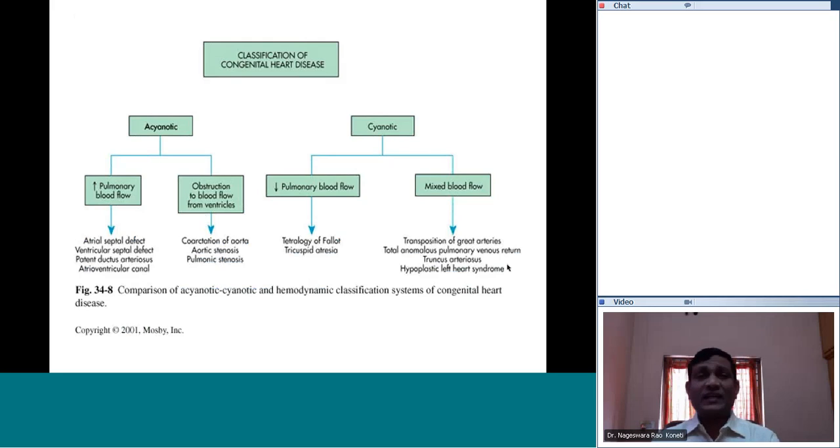Let us look at the classification of congenital heart disease. Generally speaking, congenital heart diseases are acyanotic and cyanotic. In acyanotic, there is increased pulmonary blood flow or obstruction to the blood flow, either systemic or pulmonary. Whereas in cyanotic congenital heart disease, you have reduced pulmonary blood flow and mixed pulmonary blood flow, with various examples. In reduced pulmonary blood flow, the classical example is tetralogy of Fallot. Whereas in mixed pulmonary blood flow, with increased pulmonary blood flow, you have TAPVR, truncus and other things. So that is a general classification. I am going to deal with cyanotic congenital heart disease with reduced pulmonary blood flow today morning.